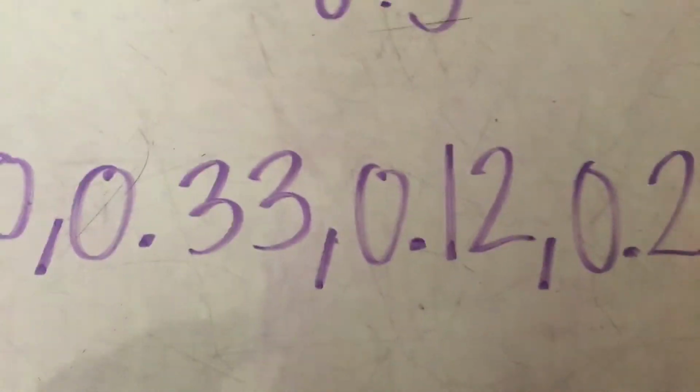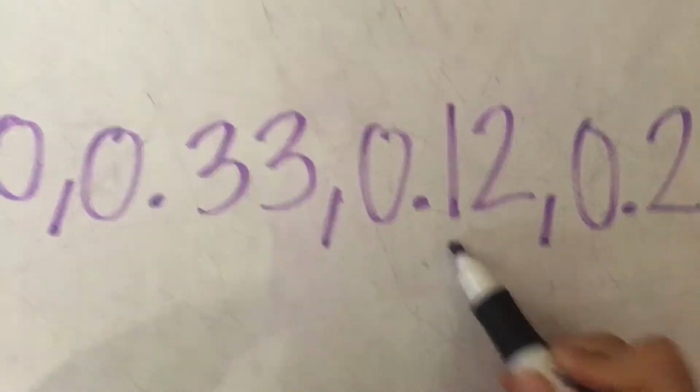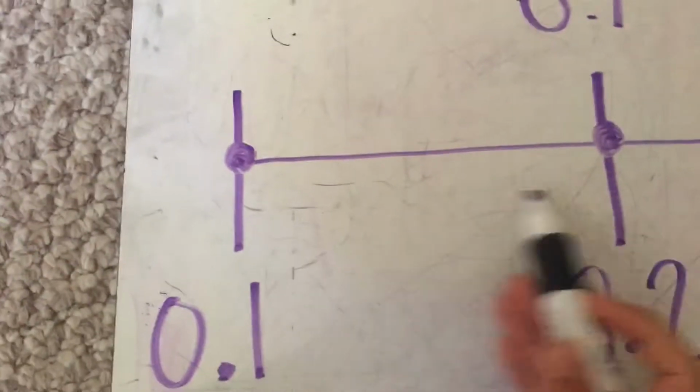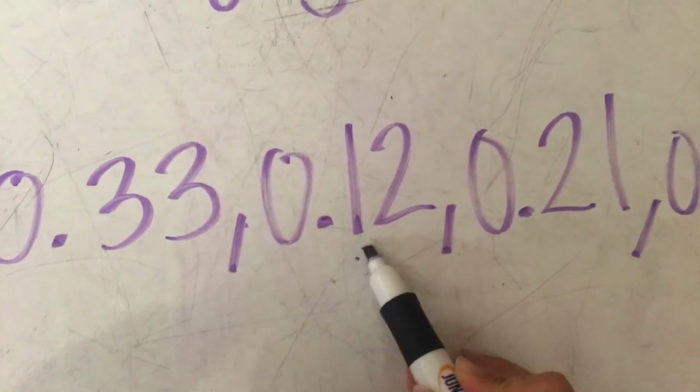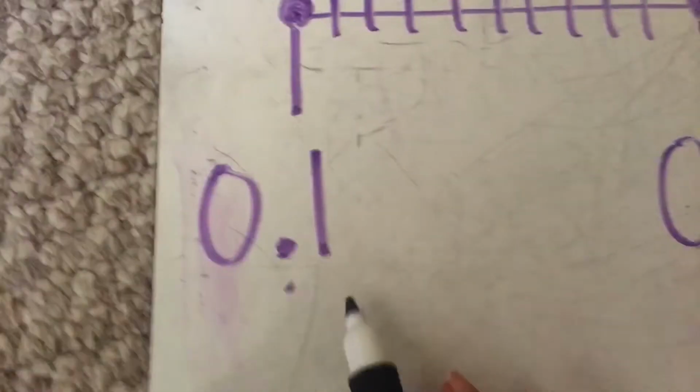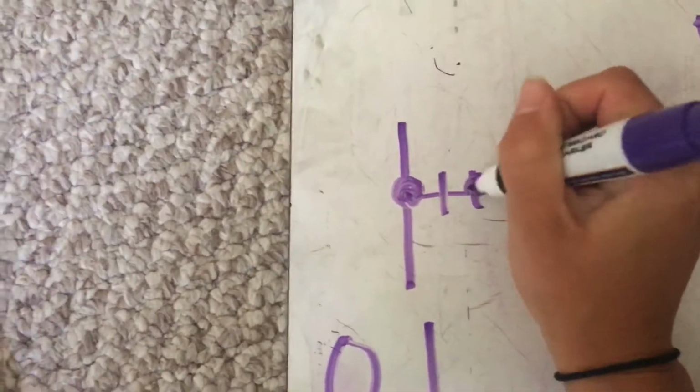Okay. Now we have 0.12. So I go to 0.1 because that's a 1 in the tenths place, and then I split this up into 10 baby pieces. 1, 2, 3, 4, 5, 6, 7, 8, 9. And I find 1, 2. So there's my 1. Here's my 2.